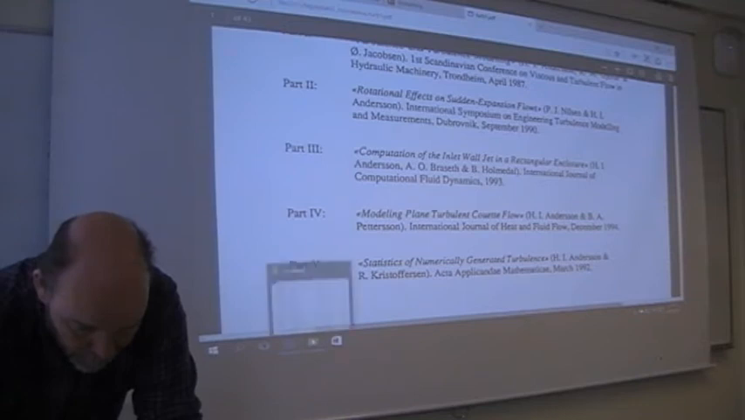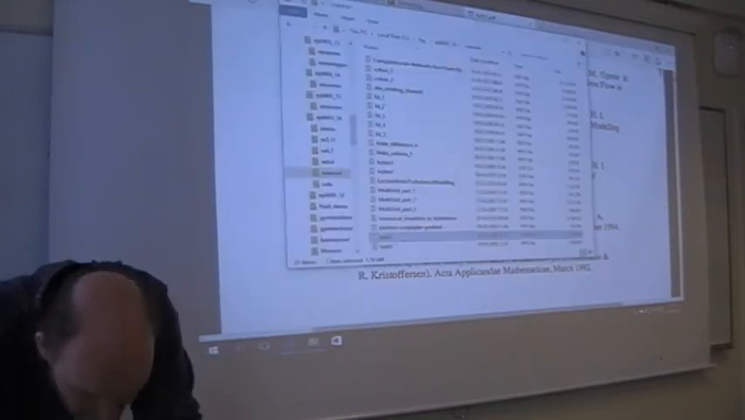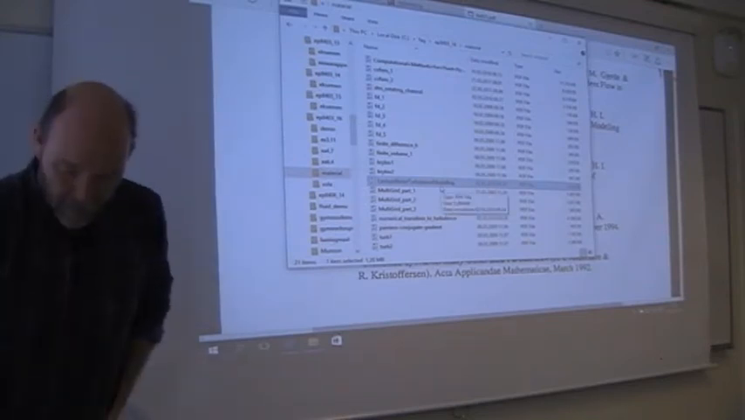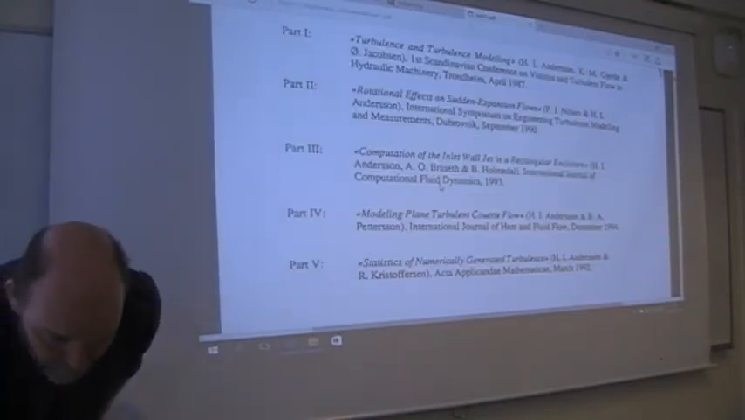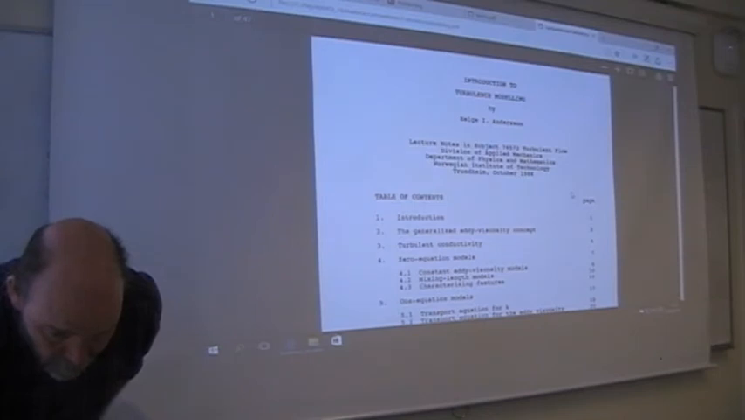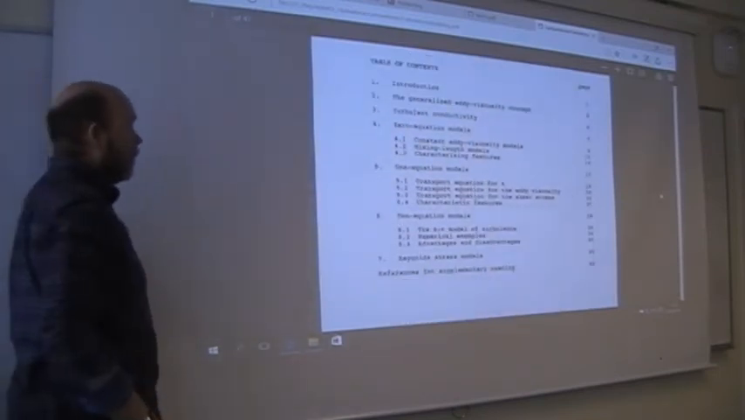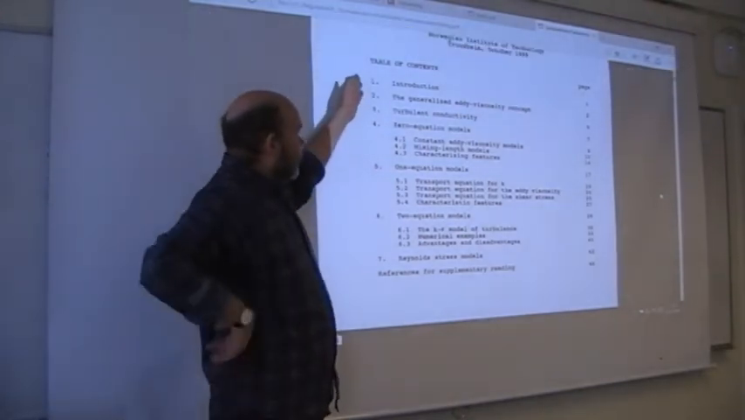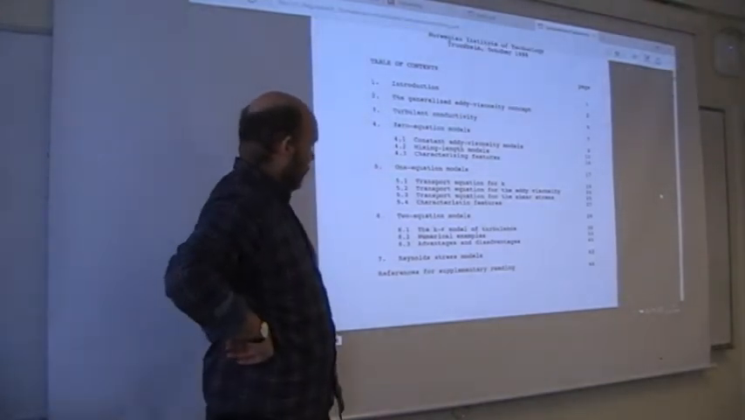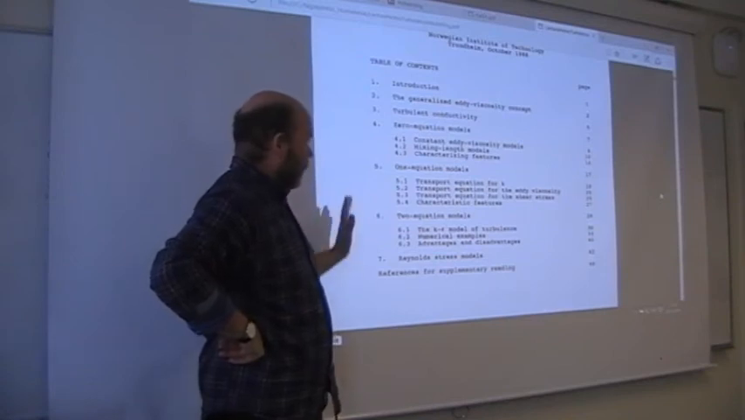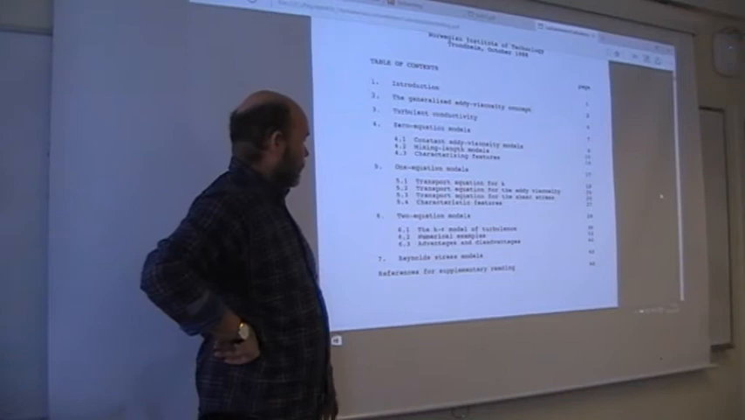Also, you find the lecture notes on turbulence modeling, something I stole from Helge Andersson, and it discusses briefly a little bit more of the different turbulence models that I've just listed. So you can have a look at this if you are interested.